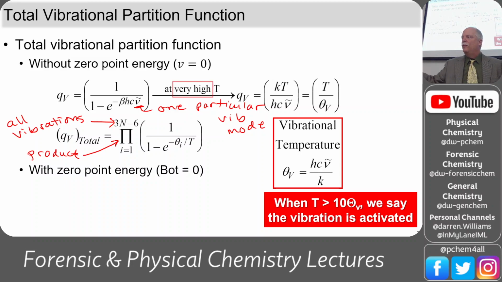So for the total molecule, we would have the translational partition function times the rotational partition function times the vibrational partition functions. All of those multiplied by each other would give us the total. Okay, so this is just showing you that.